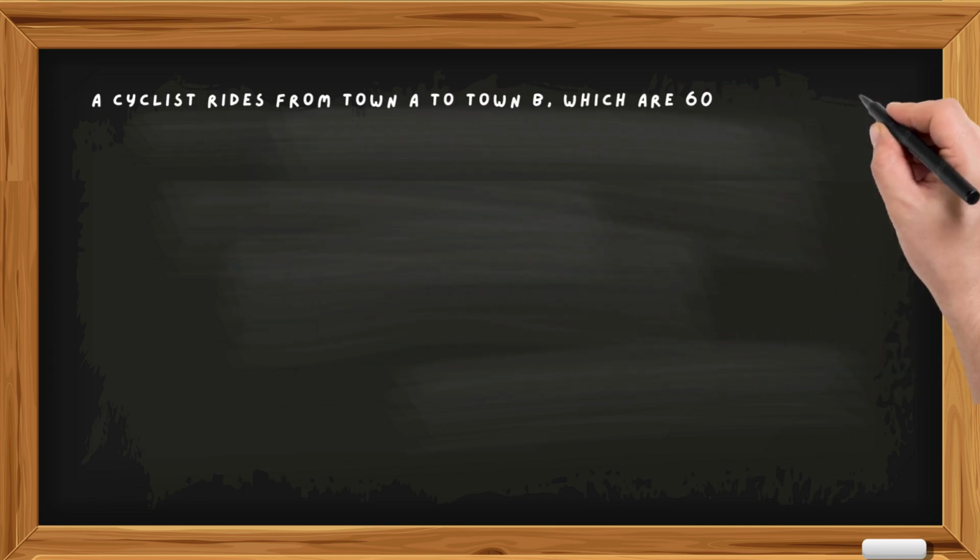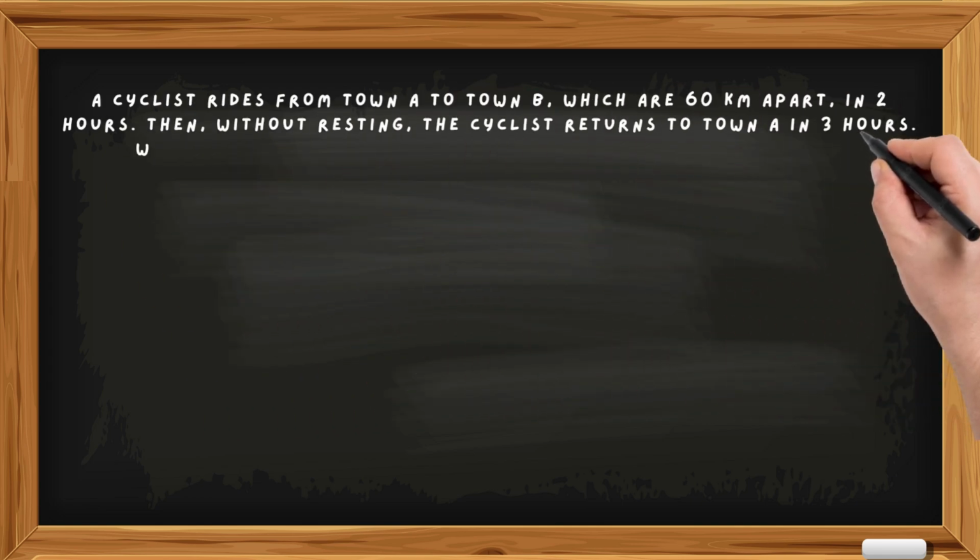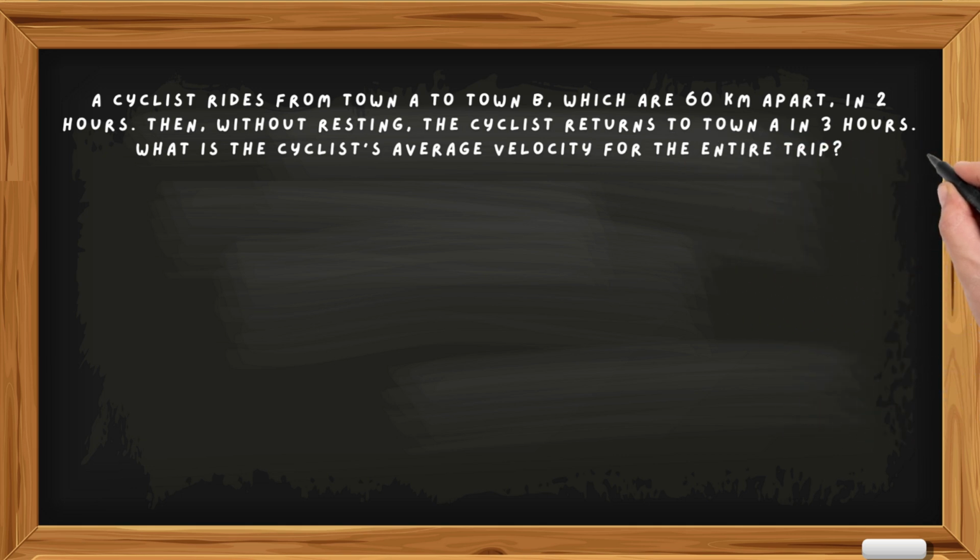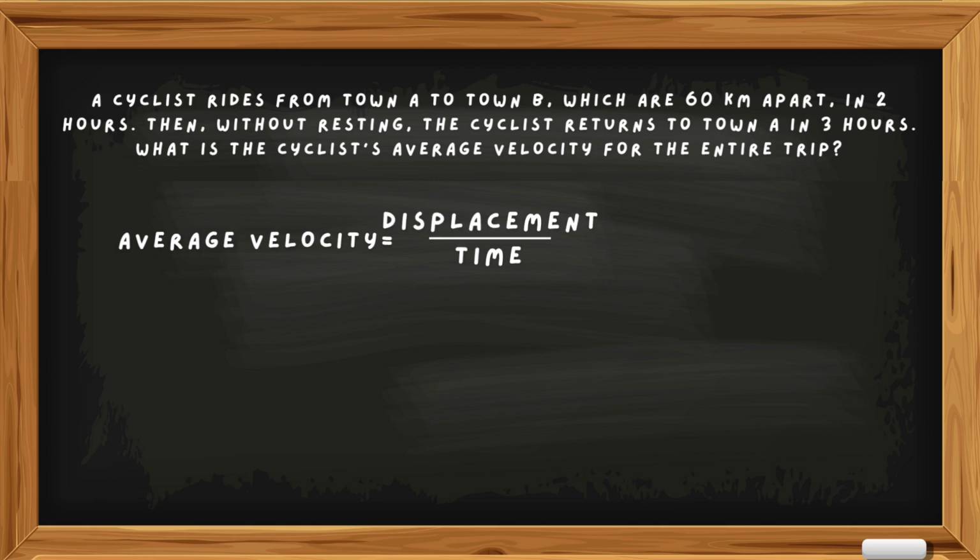A cyclist travels from town A to town B, 60 kilometers apart, in 2 hours, then immediately returns to town A in 3 hours. Now to find the average velocity, you divide the total displacement by the total time. Since the cyclist starts and ends at the same place, the total displacement is 0, so the average velocity is also 0 km per hour, even though the total distance traveled is 120 kilometers over 5 hours.